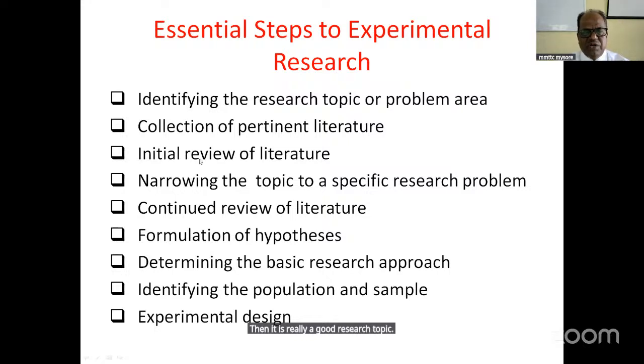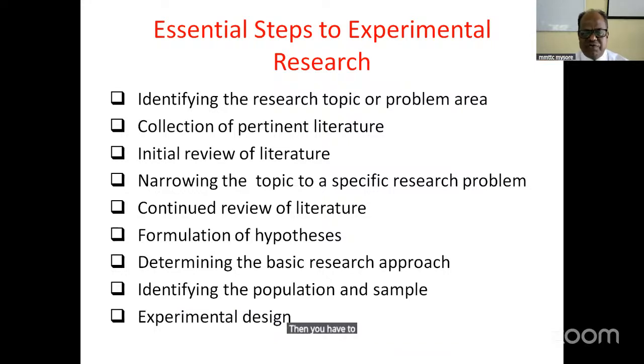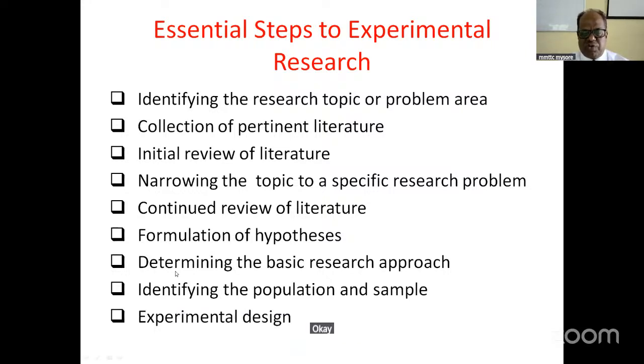For that, you need to conduct an initial review. After the initial review, you will come to know that a few people in other universities have already started. Then you have to review the literature and find out how best you can fine-tune your topic, leaving the earlier topic. Then you can choose some other topic and carry out the research. So later, what is the basic research approach?